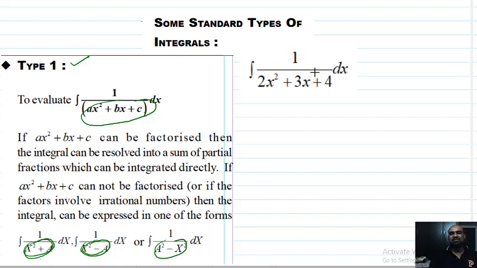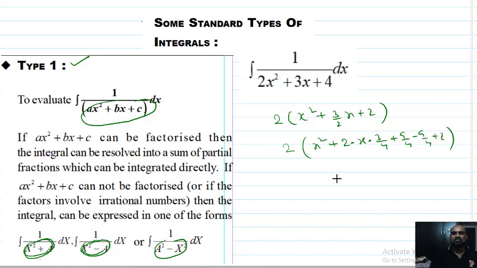Okay. So here also, the example problem says: find the integral of 1 by 2x square plus 3x plus 4. Now you want to convert this denominator either in this form or in this form or in this form. What is the main intention? You want to make it a perfect square. So 2 is taken common, x square plus 3 by 2 x plus 2, or 2 into, friends listen, x square plus 2 into x into 3 by 4 plus 9 by 4 minus 9 by 4 plus 2.